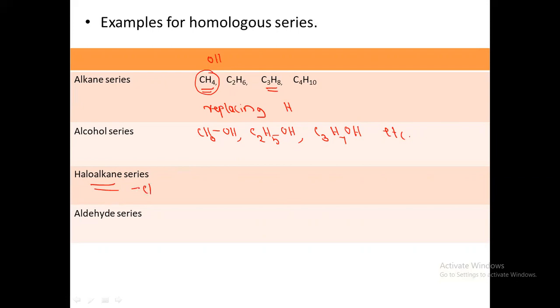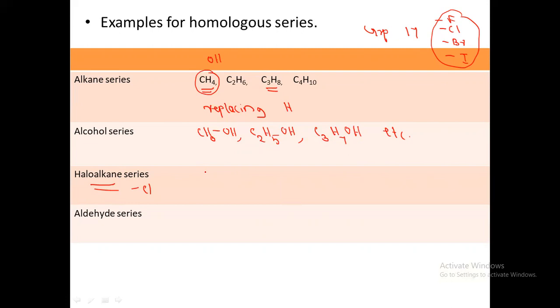Chlorine is a halogen, right? The group 17 elements are called halogens. Group 17 includes chlorine, bromine, iodine, fluorine, all of these are halogens. So if a halogen comes in an alkane, we call it haloalkane. Anyway, naming is deleted, but it's very easy to write.